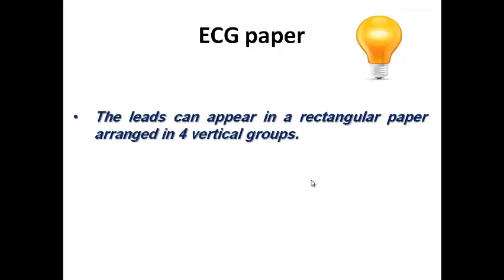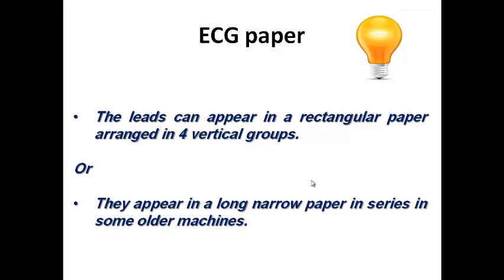Leads can appear on a rectangular paper arranged in 4 vertical groups, and sometimes in other machines the ECG appears on a long narrow paper in series, as in some older machines. Of course, the preferred type is the rectangular paper that arranges the ECG leads in vertical groups, because when we are following up the same patient with different ECGs, it is difficult to compare unless I can see all 12 leads in just one rectangular paper, rather than seeing the ECG in a long narrow paper in series.